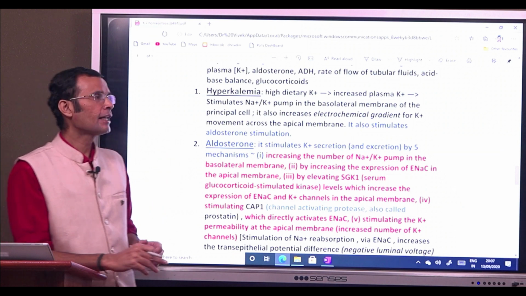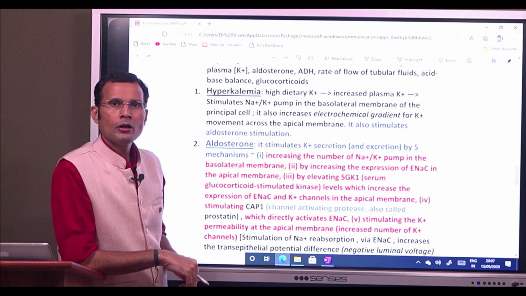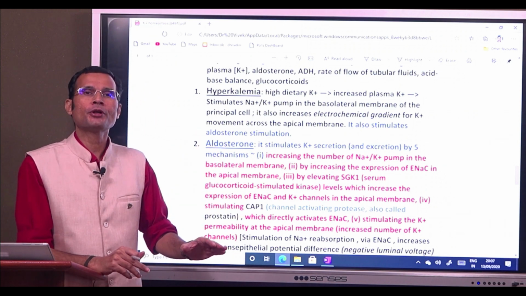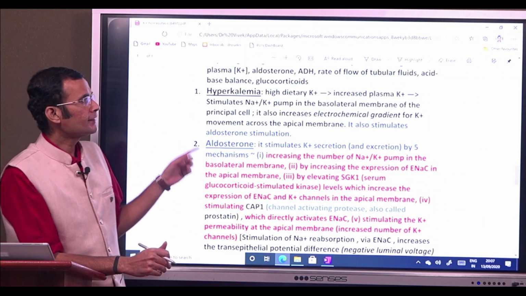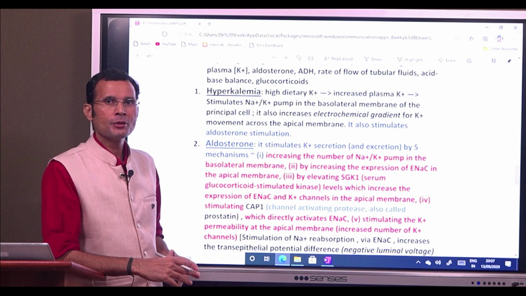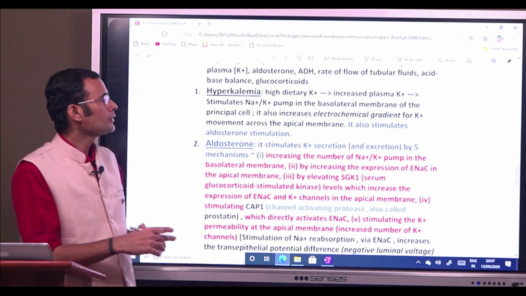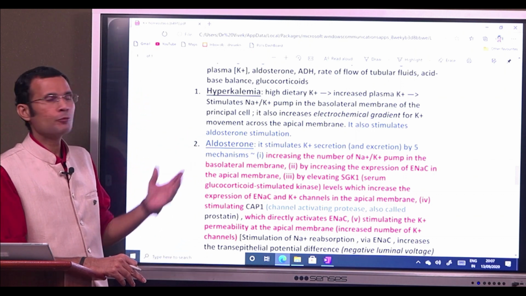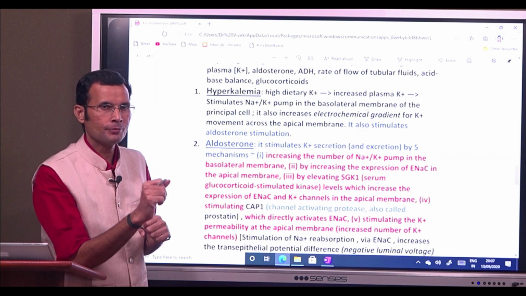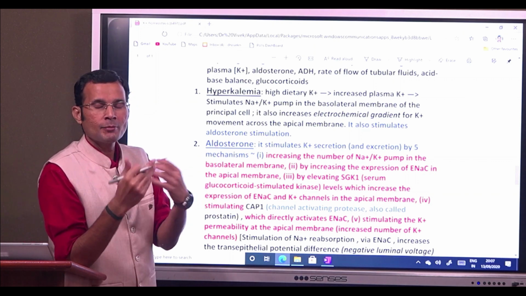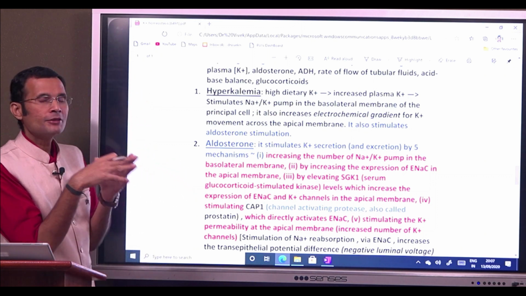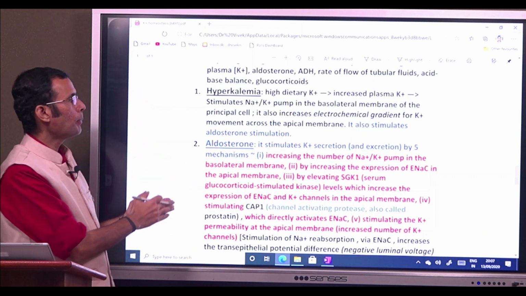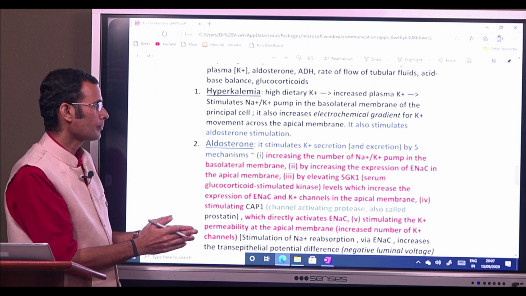First, hyperkalemia. How will it influence the secretion of potassium into the collecting duct, which we saw just now? If there is hyperkalemia, excess potassium in the plasma, suppose there was high dietary intake of potassium, increased plasma potassium levels have happened, so hyperkalemia has happened. This will stimulate the sodium potassium pump in the basolateral membrane.